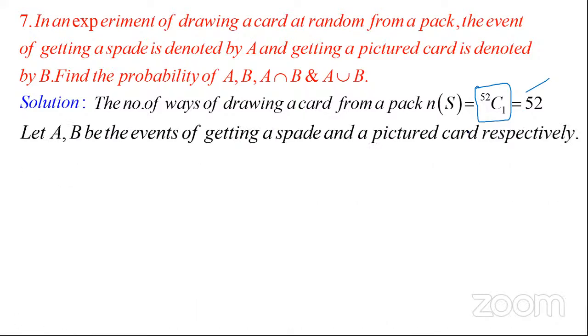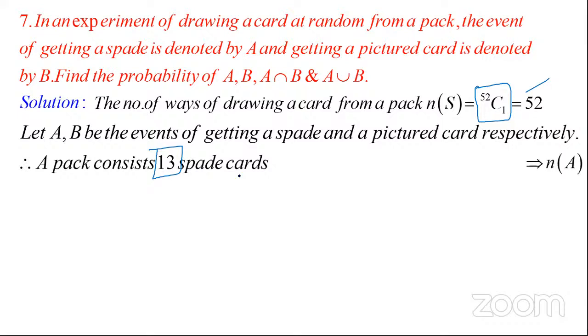So A and B are the events of getting a spade and a picture card respectively. A pack consists of 13 spade cards. Out of 52 cards, I'm selecting one card, and that card will be a spade. How many spades are there? 13 spade cards are there.